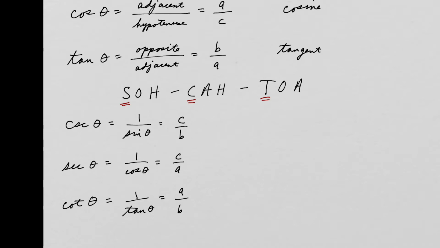And if I write these names out in full, so this is cosecant, then secant, and then cotangent. But again, they're abbreviated CSC, SEC, and COT.